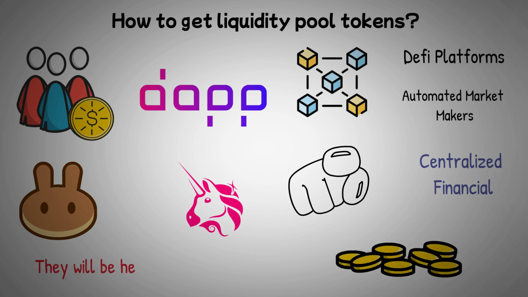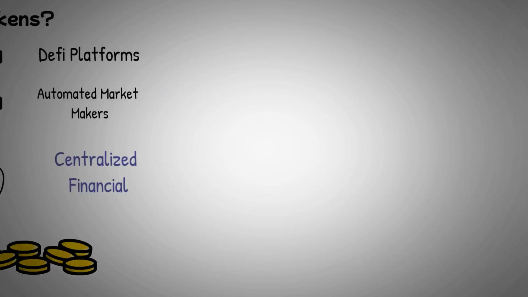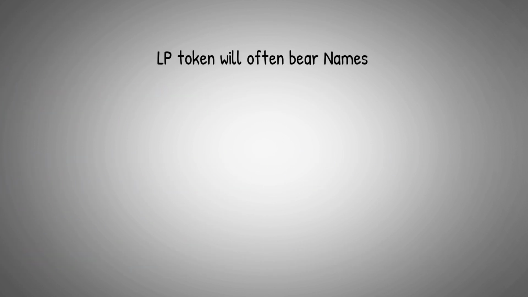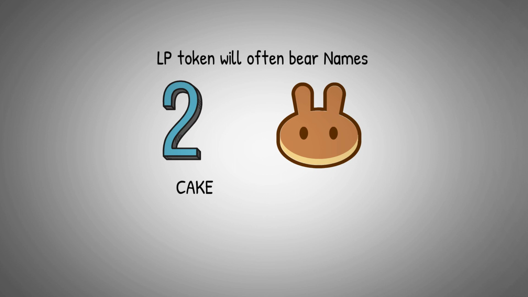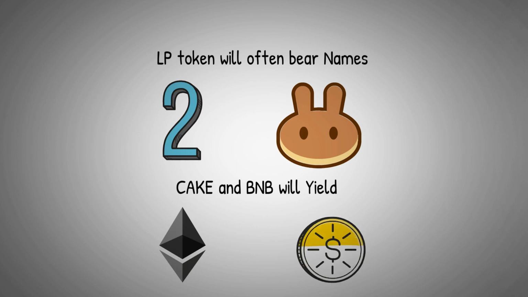Instead, they'll be held in custody by the custodial service provider. Your LP token will often bear the names of the two tokens for which you provide liquidity. For example, in a PancakeSwap liquidity pool, Cake and BNB will yield a BEP20 token named Cake-BNB LP, and on Ethereum, LP tokens are usually ERC20 tokens.